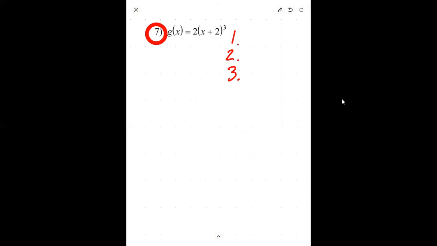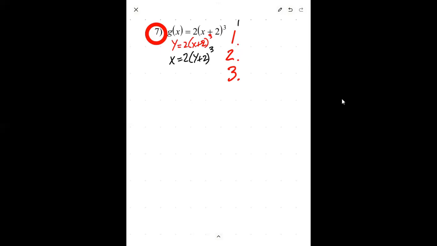Okay, so I hope that you've actually tried this, because it doesn't help if you just watch and you don't try. That's the only way that you get better at this. So let's go. First thing that we're doing, going to replace the g of x notation with y equals 2x plus 2 raised to the third power. All right, so now we are going to swap the x and the y. I changed color so that you can see that we're swapping. So this is going to be x equals 2 times y plus 2 raised to the third power.